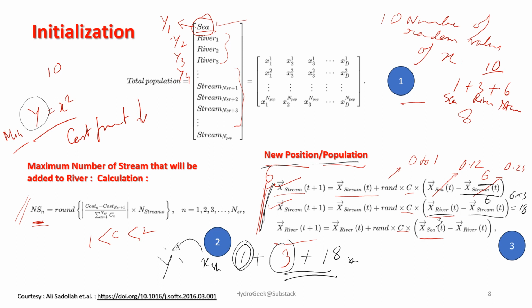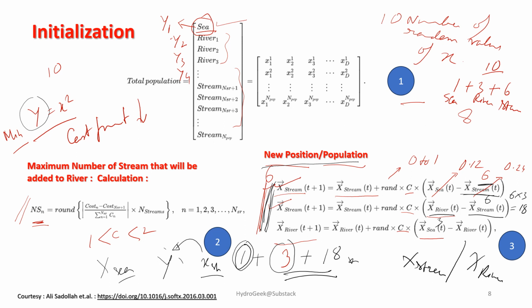Then the new x from either the x stream or x river that we have generated here can take the position of new xc, and the earlier xc will then convert into x river according to its position. Okay. Correct? So again a ranking will be done.